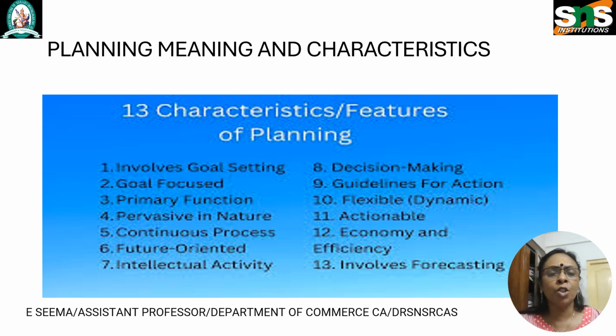The next one is decision making. Decision making means choosing the best alternative among the alternatives available. Planning cannot be imagined in the absence of alternatives. If there are no alternatives available, then there is no need for planning. A thorough analysis of all the alternatives helps us to choose the best one.